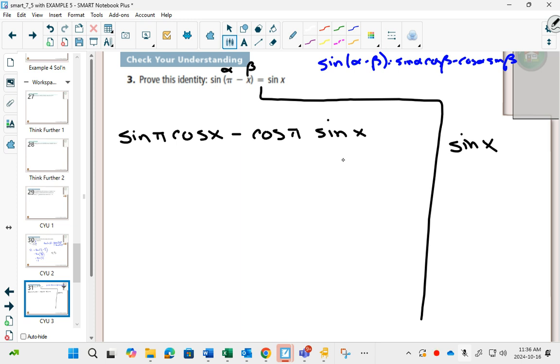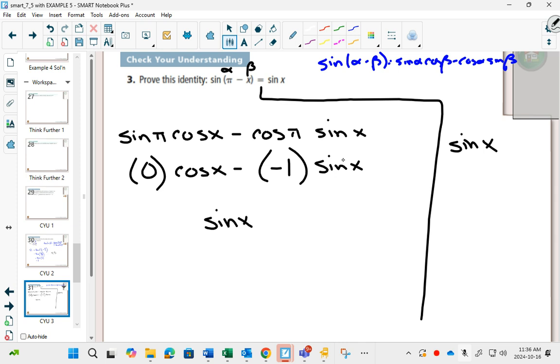And pi is on your pi plate. So when I look at pi, sine is my y coordinate. This is going to be 0. When I look at cos, it's on my pi plane. It's -1. So 0 times cos, that's going to go away. A negative times a negative is going to be positive. I'm done.